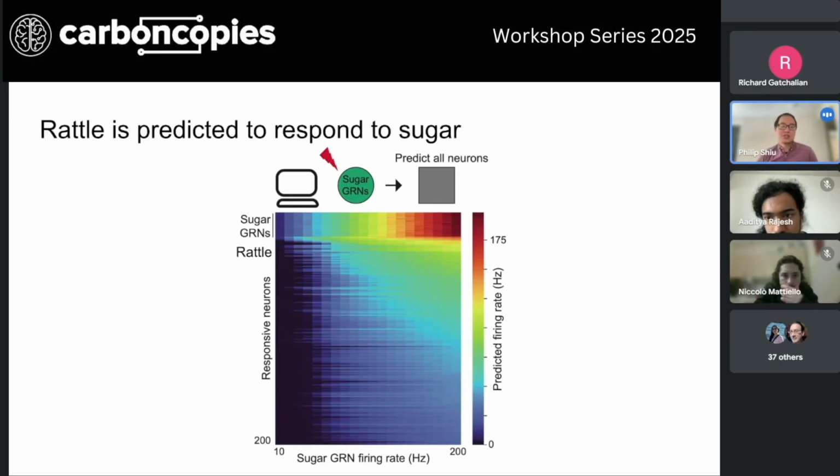As just a simple example, a particular neuron, Rattle, is predicted to respond. Just to back up for a sec, we're activating sugar sensing neurons from 10 hertz to 200 hertz, and the heat map shows how active any downstream neuron that responds is predicted to be. So, as you might expect, as we increase the firing of our sugar sensing neurons, the downstream neurons also, in general, increase their predicted firing rate.